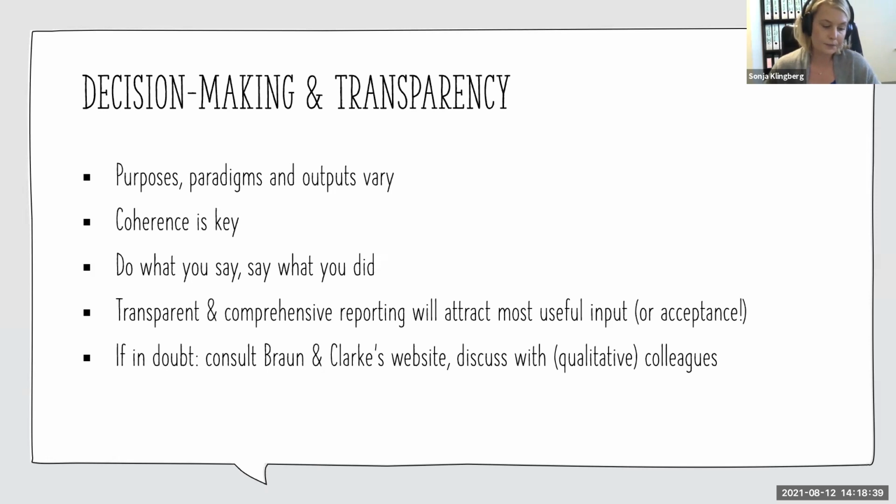And asking for more transparent and comprehensive reporting about methods is my most common feedback as a peer reviewer. So how could I even comment on findings if I'm not really sure what the study is trying to achieve, how and why? So that's why my advice is to do what you say and say what you did.